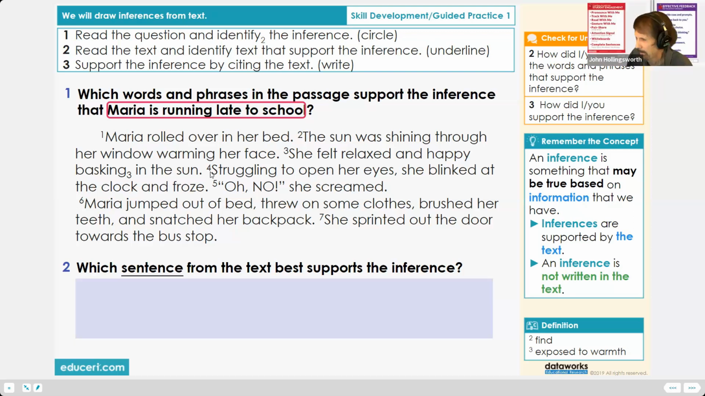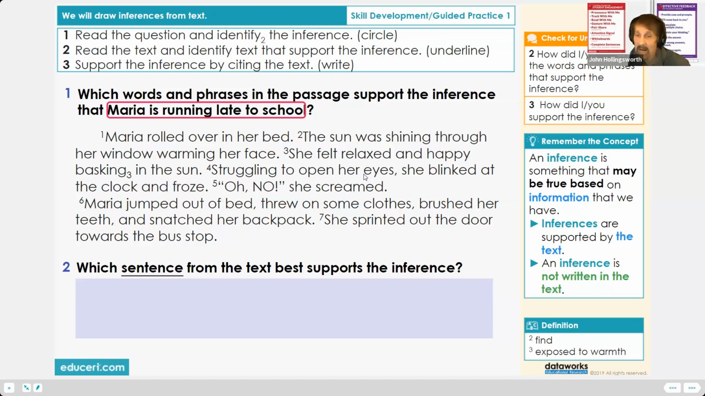It doesn't support the inference because it says she's relaxed and happy. There's no evidence to say she's rushed. Okay, let me see the boards again. Okay, Gabby, let me see your board. Can you explain your answer? Sentence 3 says she feels relaxed and happy, and if I was running late to school, I wouldn't be relaxed or happy. Okay.